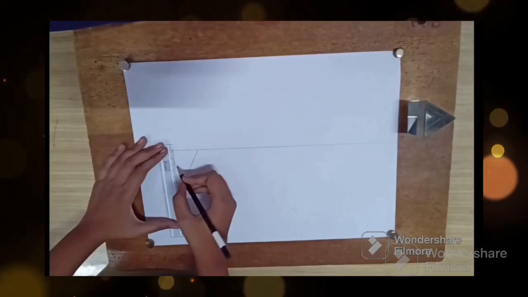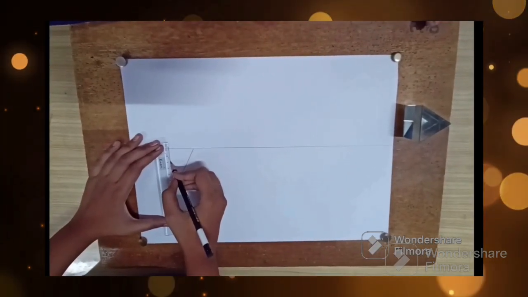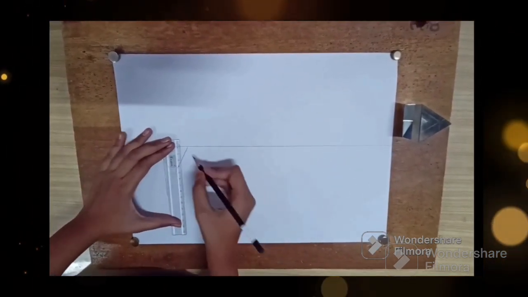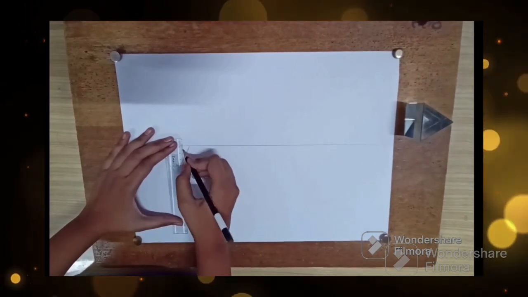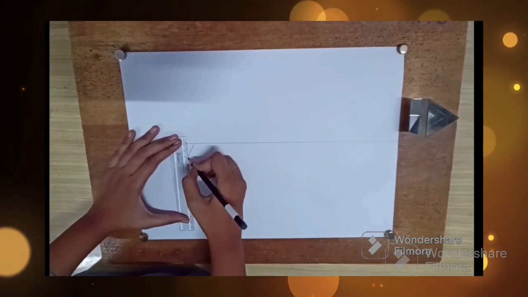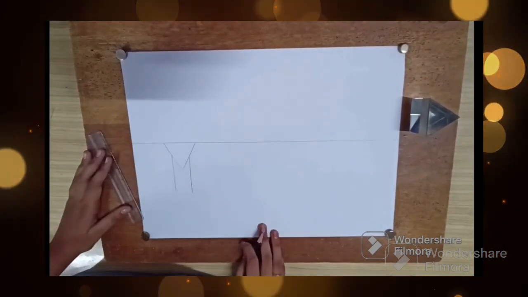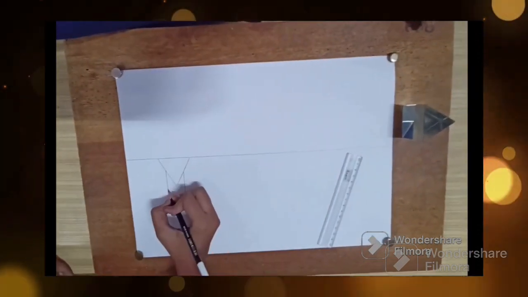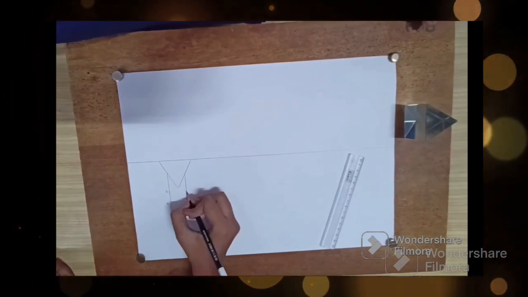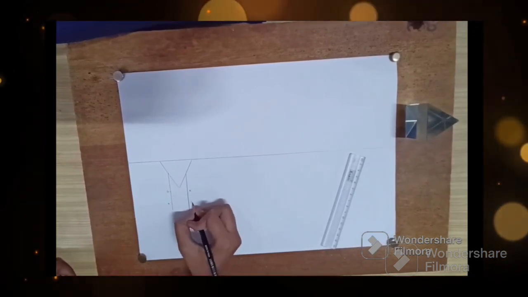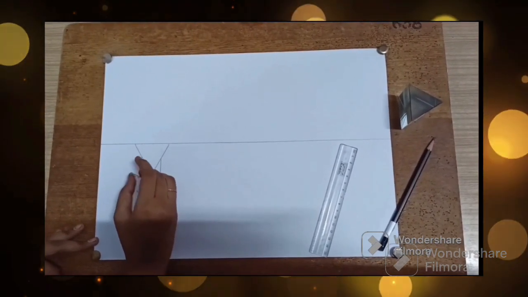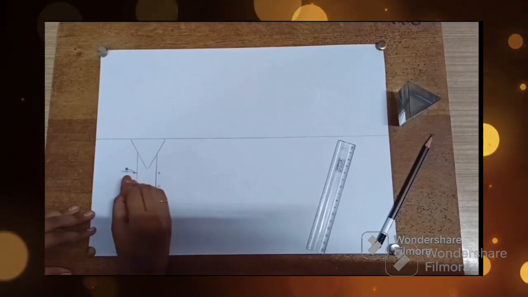Let's trace out the outer boundary of the prism as shown. Now draw two parallel lines on either side of the prism as shown in the video. These lines should be parallel to each other and intersect the sides. Let's mark two points on each line, that is P, Q and R, S.